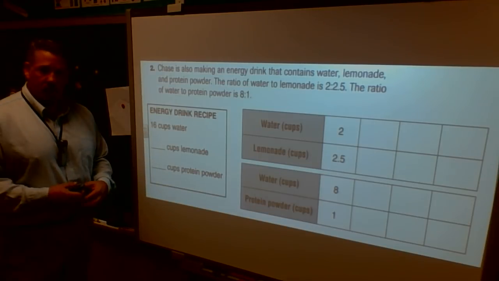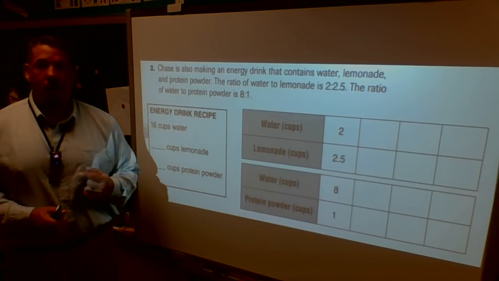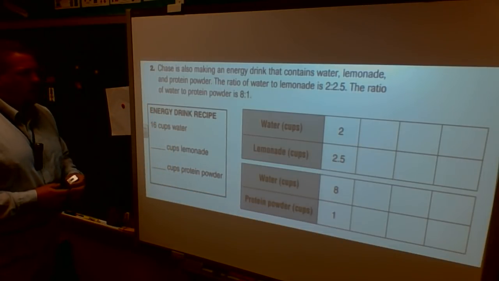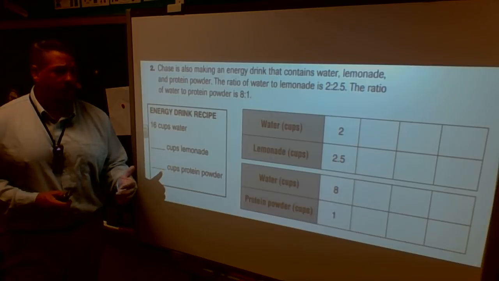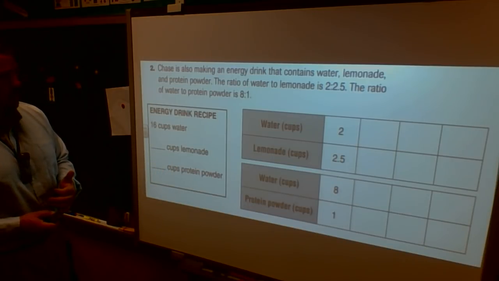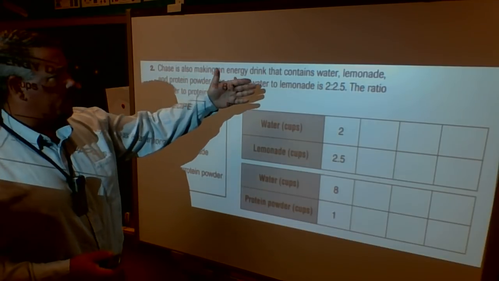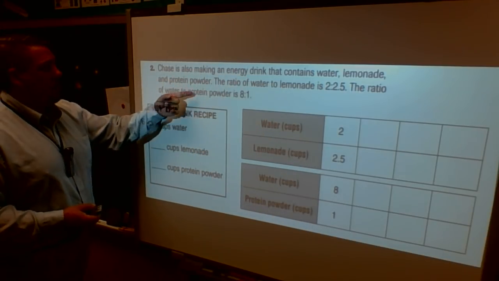Number 1, they throw a decimal in there. But number 2, if I just multiply by 1, 2, 3, 4, I'm not going to be able to get to the answer that I need. So let's look at what we're talking about. How about this weird, funky energy drink that I would never drink because it sounds nasty? However, says he's making this energy drink that contains water, lemonade, and protein powder.